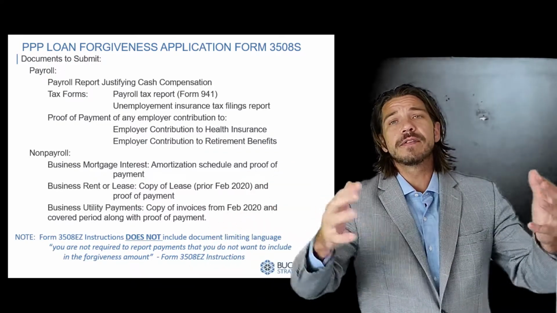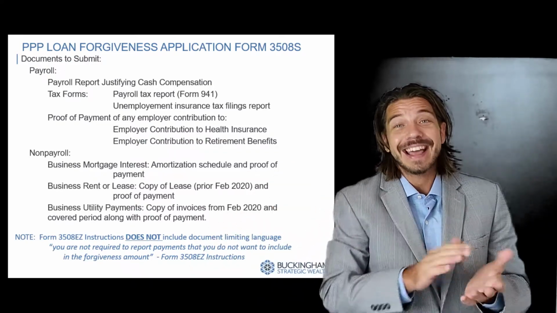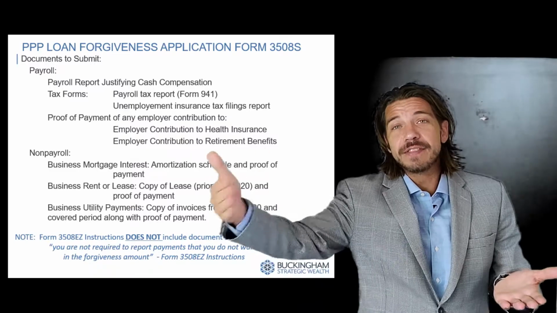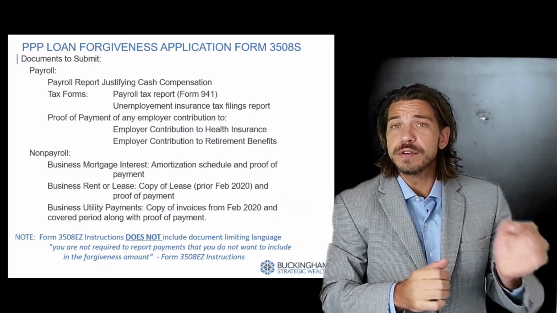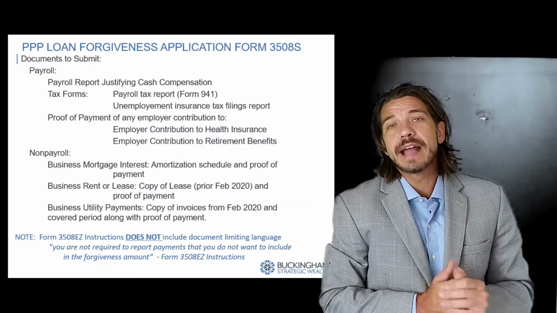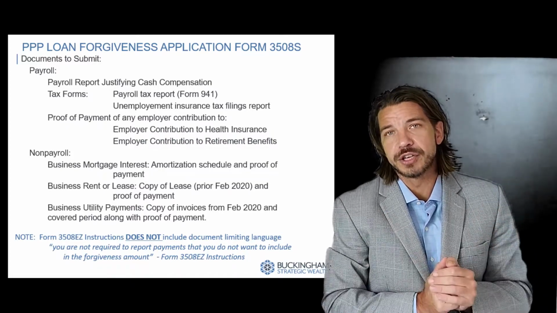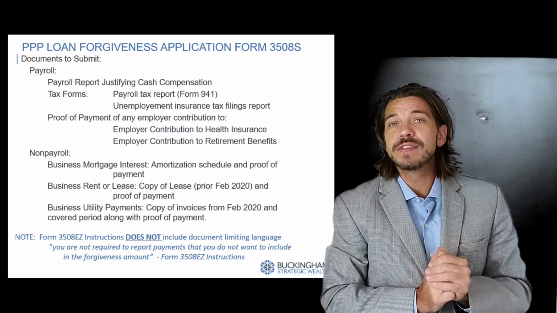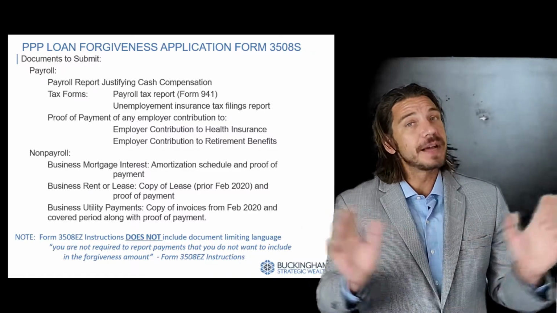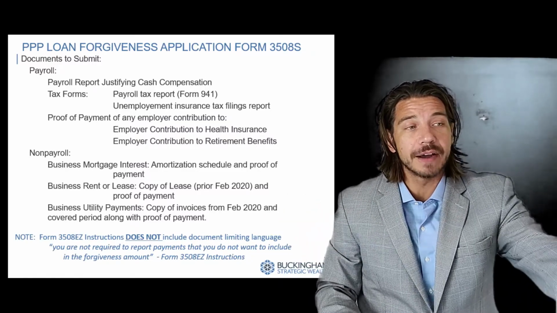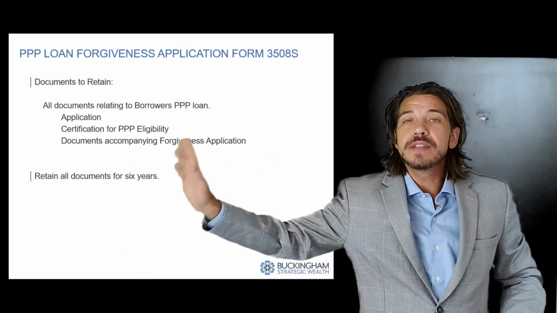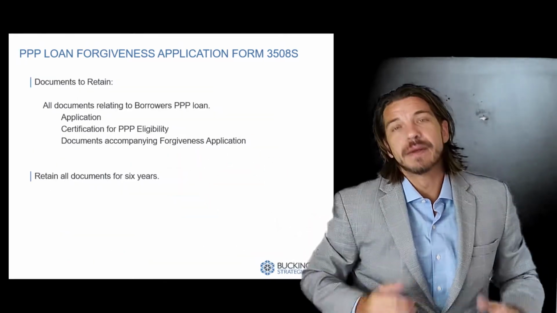Now, once you put all those documents together, it's probably going to be well in excess of the PPP loan that you received. So using the S form is likely going to have you retaining more documentation and submitting more documentation than you would have to if you used the EZ form. But again, there is no math required. So those are the documents to submit that I just talked about.